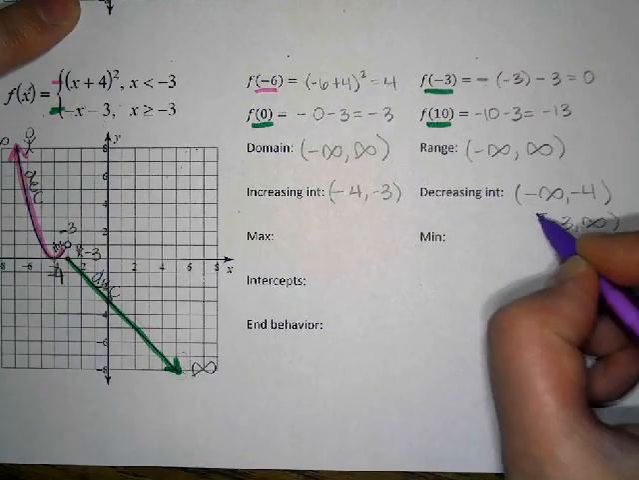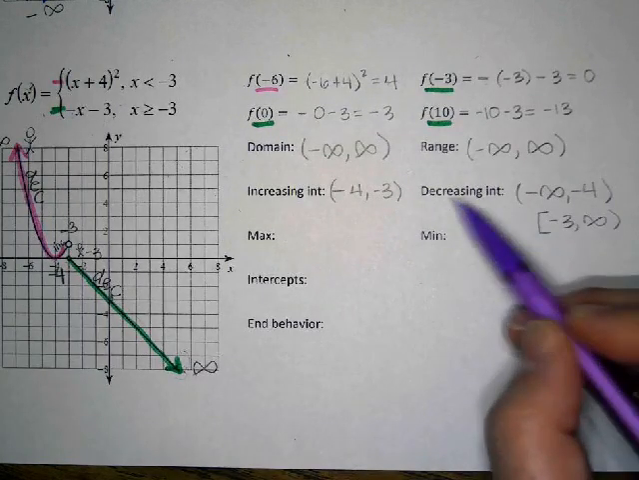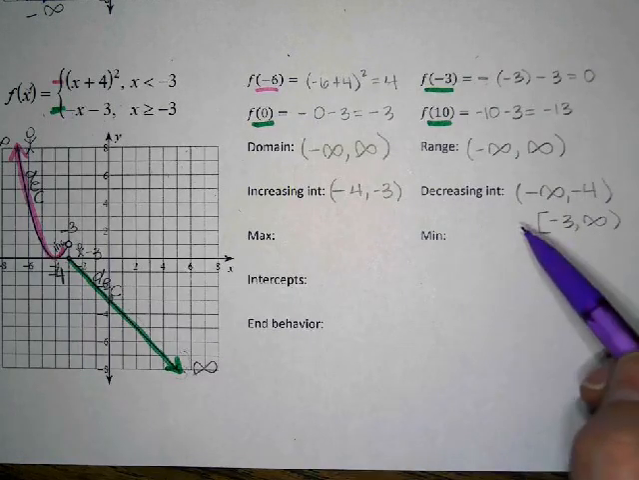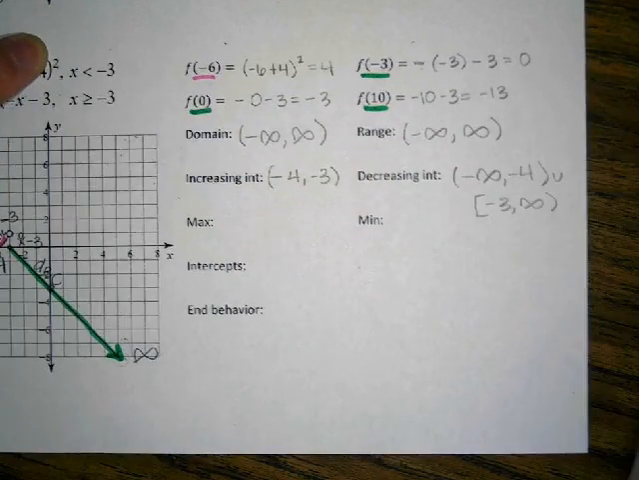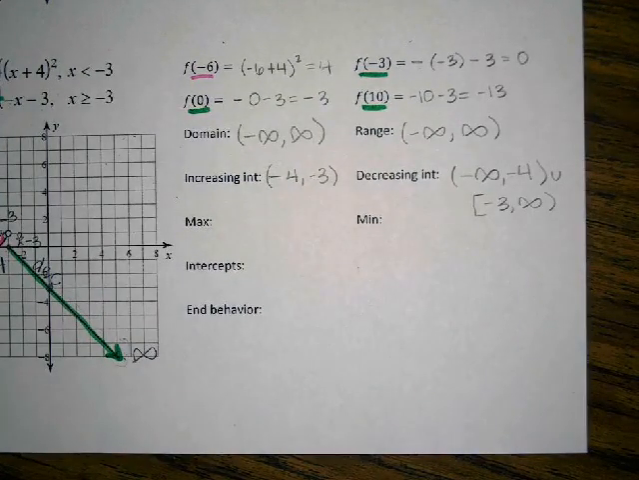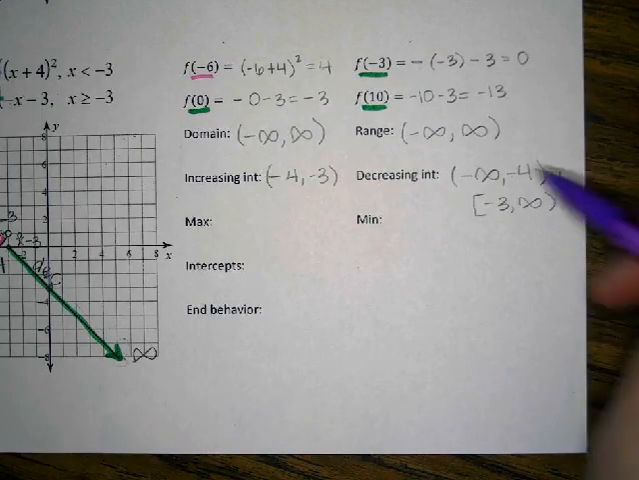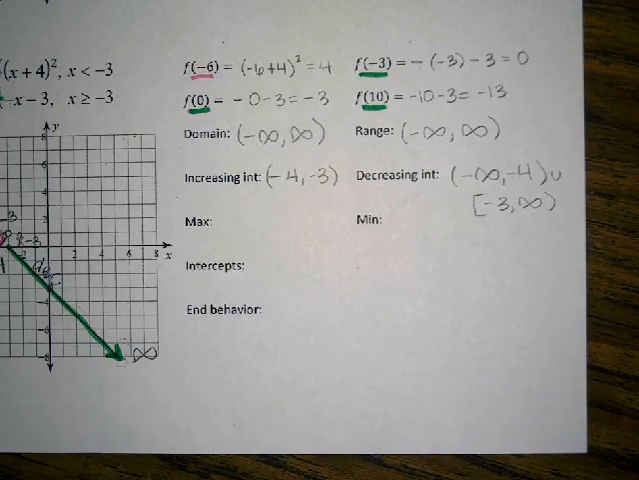Now, anytime we have two answers for the same type of interval, increasing has two intervals or decreasing has two intervals, or if the domain had two intervals or the range had two intervals, you're supposed to put a U in between. I will not mark you down if you don't. What the U means is union. It means that you have to have both answers at the same time to be right. You can't have one or the other. They have to both be there. If one is missing, then it's wrong.